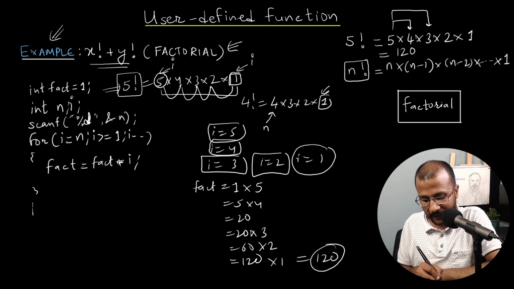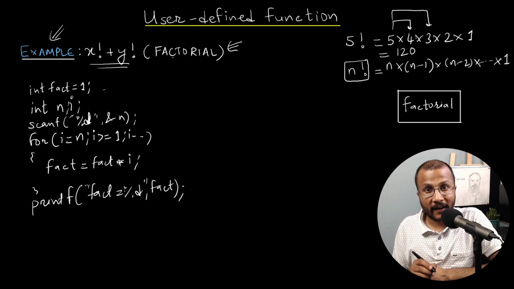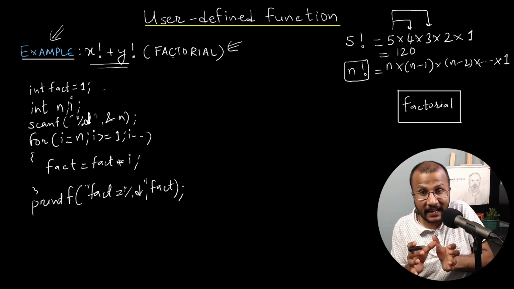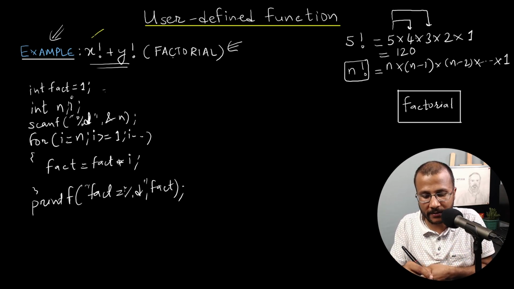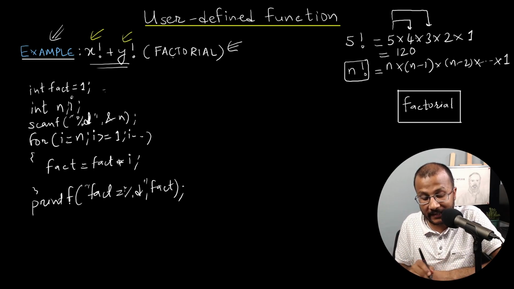Finally I can just print the value of the factorial. I'll write factorial equals %d, and then I'll print the variable fact, which is my answer. So this code is finding the factorial of a number n. Now let me put this entire thing in a function so that I can reuse it, because I need to use it two times here, since I need to find x factorial and y factorial. So it is a good idea to put this entire thing as a function so that I can reuse it multiple times.